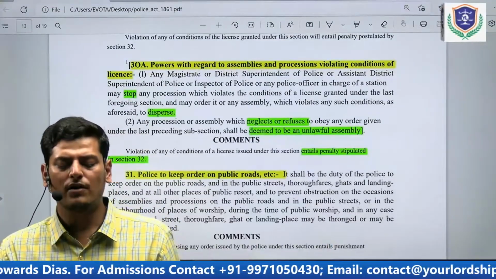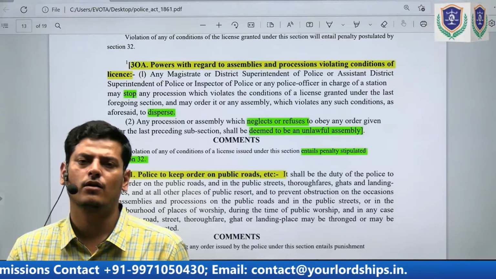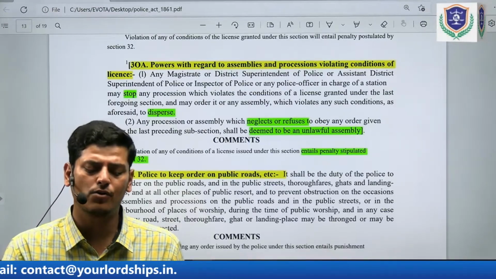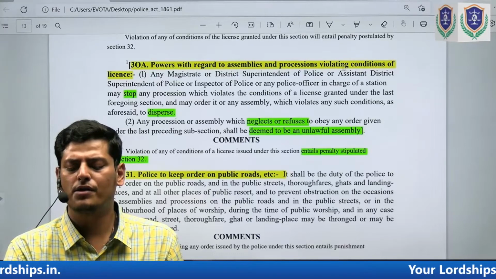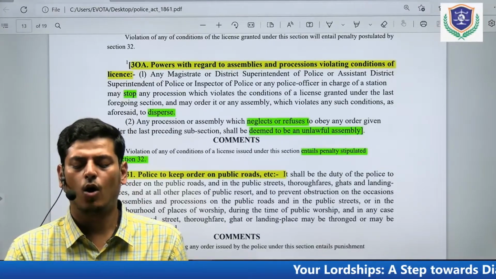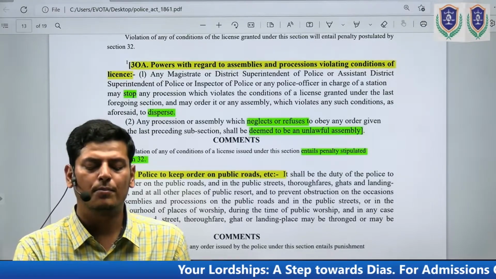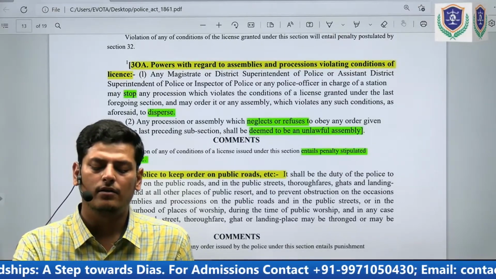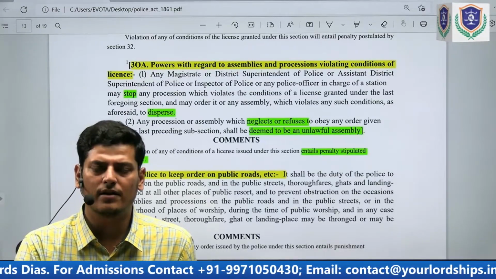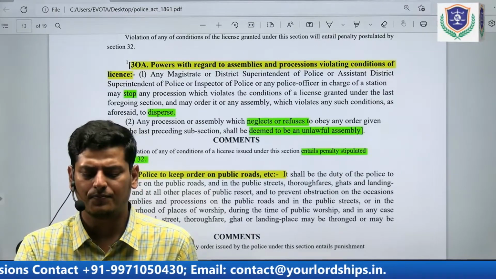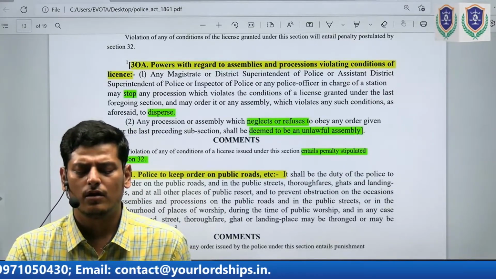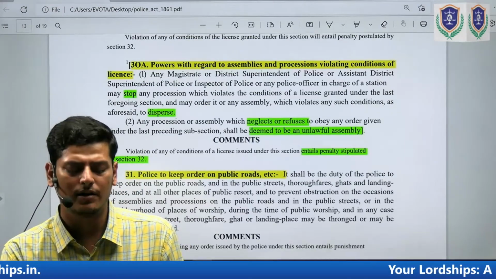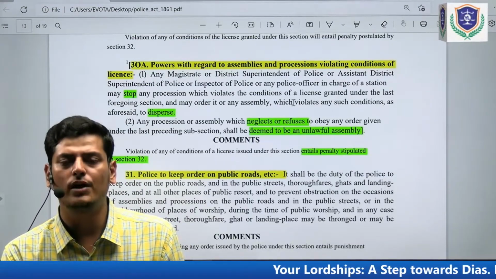Section 30A. Power with regard to assembly and procession violating condition of license. So we have understood in the previous section, license can be given, and when license is given, conditions can be imposed. So any magistrate or district superintendent of police, assistant district superintendent, inspector, or officer in charge of the police station may stop any procession. So all these officers, magistrate, SP, ASP, inspector, SHO, जो भी हैं, they may stop any procession which has violated the condition of the license under this section, and may order it to immediately disperse.